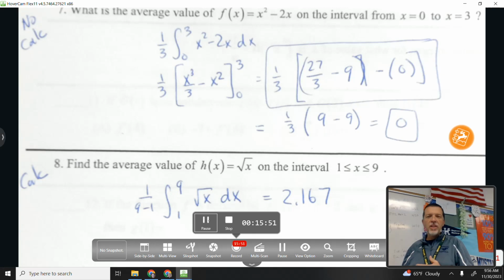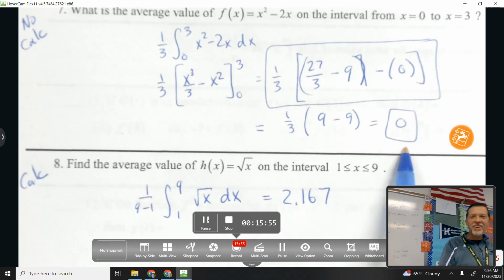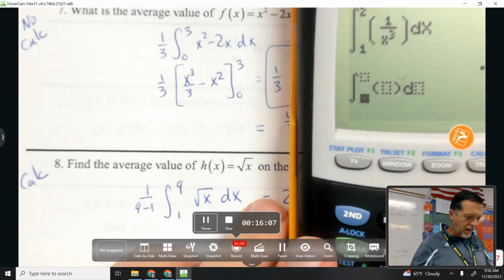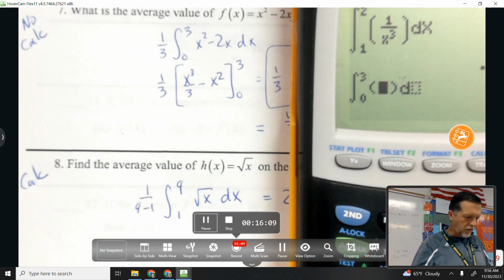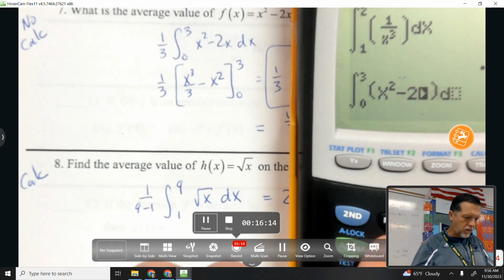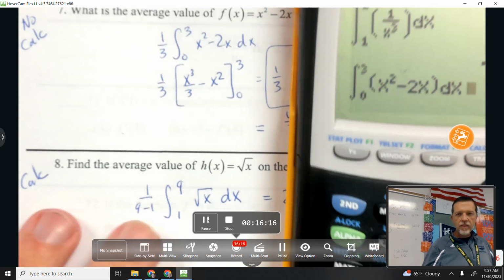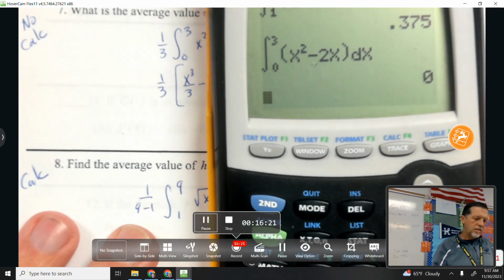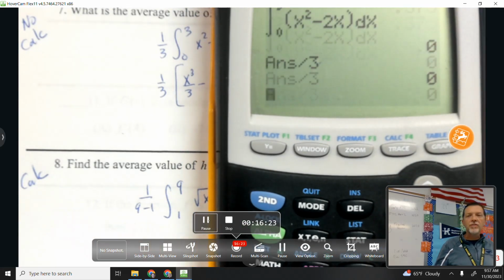All right, well there's 7 and 8. 7 you could stop, but it simplifies to a nice answer. Samantha, you say you didn't get that one in the calculator? Number 7? Okay, let's check this in. Math 9, 0 to 3, x squared minus 2x, dx. I got 0. I guess divide by 3, but obviously that's still 0.